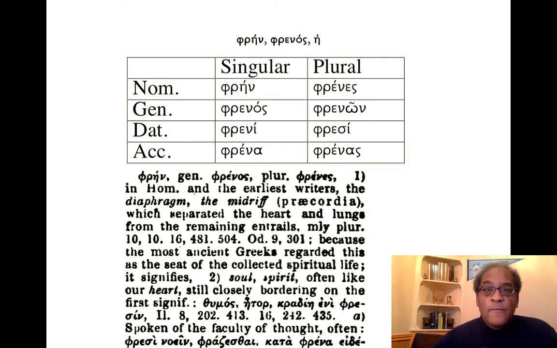Then we have the word for fryn, frenós, which refers to the midriff or diaphragm of the body, which separates the heart and lungs from the remaining entrails. It's often plural, but it can appear in the singular as well. But the Greeks regarded this as a seat where spiritual life was collected. So it could also refer to soul, spirit, the way we use heart, or even of the faculty of the mind. So fryn, frenós, freny, frena, frenés, frenon, frese, frenas. And again, the singular and plural can be used alternatively.